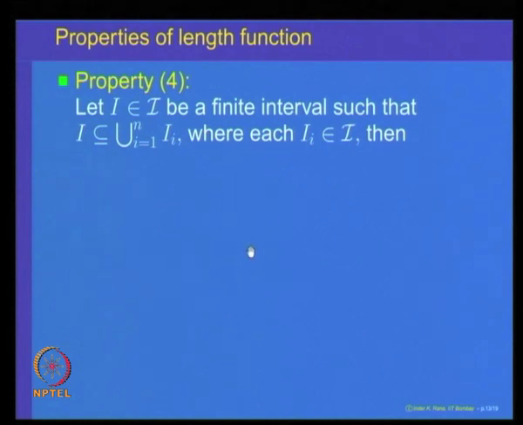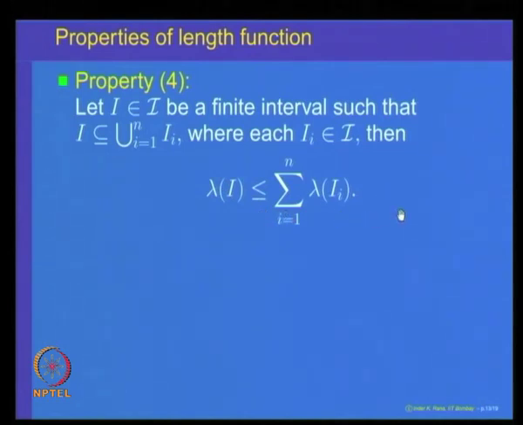Next, let us look at another property. Supposing I is a finite interval such that I is contained in the union of I_i, i from 1 to n, a finite union of intervals, but we are no longer saying that they are disjoint. Then the claim is that the length of I must be less than or equal to the summation of the lengths of these intervals I_i. So, if we drop the condition that these are pairwise disjoint, I is a subset of the union. We are saying if an interval I is covered by a finite union of intervals, then the length of I must be less than or equal to the summation of the lengths of these intervals I_i.